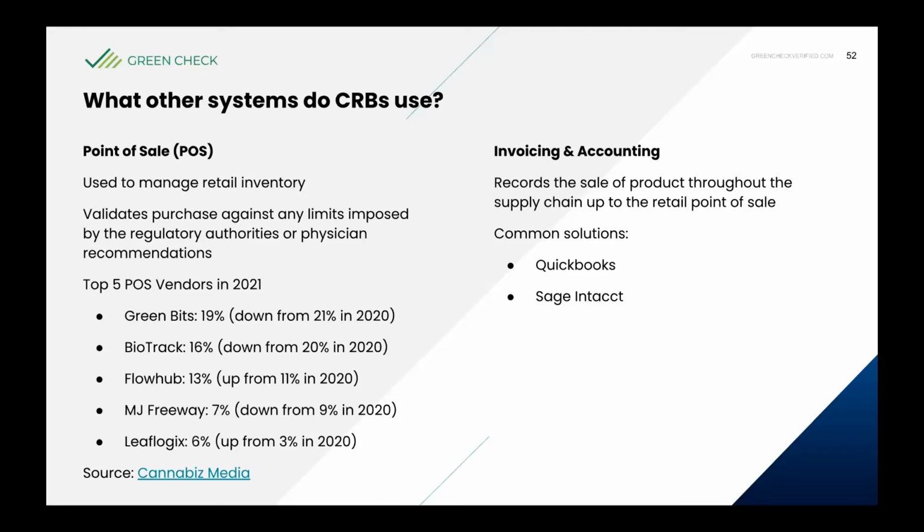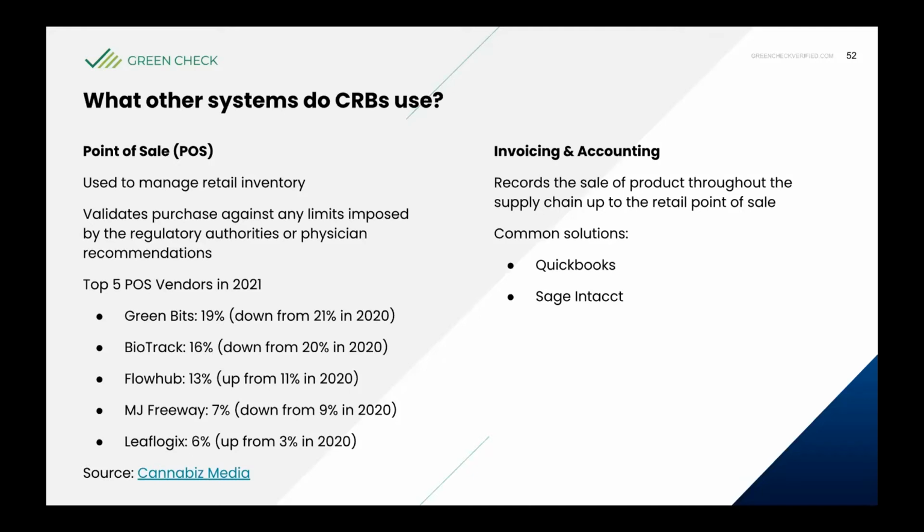Just so you know some of the name brands as you start looking at the industry and talking with folks, the top 5 point of sale vendors last year for cannabis were Greenbits, BioTrack. So BioTrack is not just seed to sale, they also have a module which is a point of sale. There's Flowhub, there's MJ Freeway, just like BioTrack, they have a seed to sale, but they also have a point of sale, and LeafLogix. Metrc does not have a point of sale.